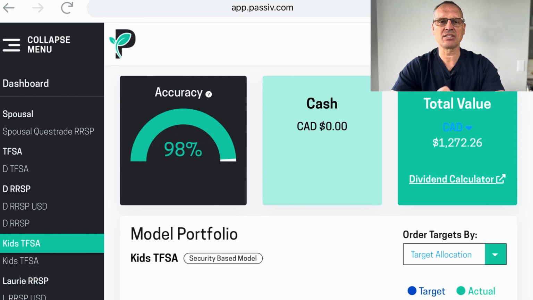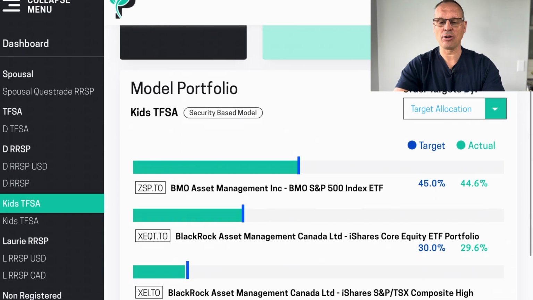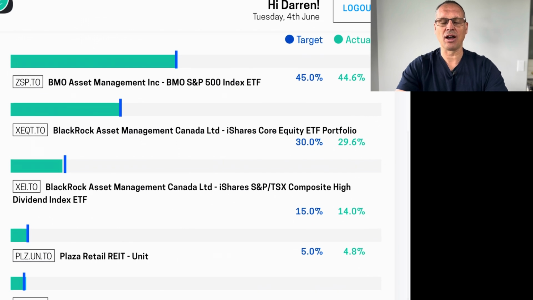Now this account is technically my wife's TFSA, but the intention here is to get accounts in their names that would be in trust. We're not there yet, but we're working towards that. So this account is holding $1,272. And it's very simple. There's not a lot to this account simply because it's small. It's somewhat broad in what we're investing in.